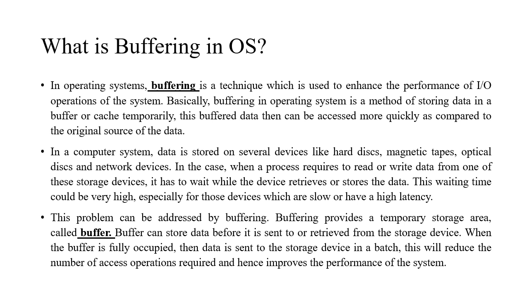The buffer has some limitations, a limit of data. When the buffer is fully occupied, the data is sent to the storage devices in a batch. These storage devices, as we have seen, are the hard disk, magnetic disk, and tapes. This will reduce the number of access operations required and hence improve the performance of the system. This is the main advantage of using a buffer, and this is what buffering in an operating system is.